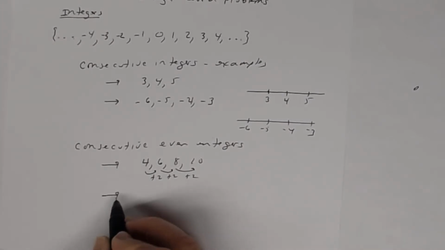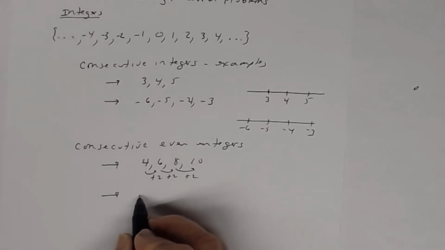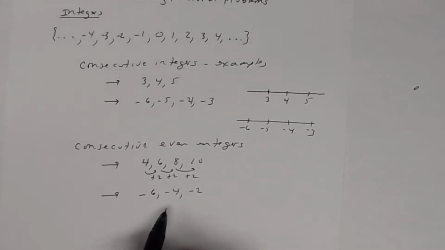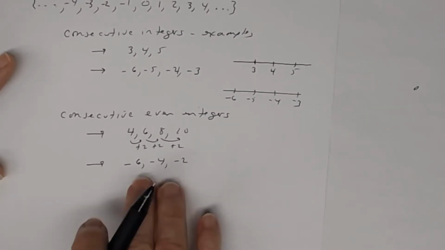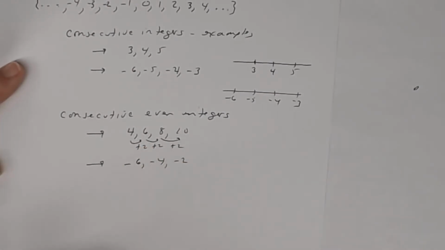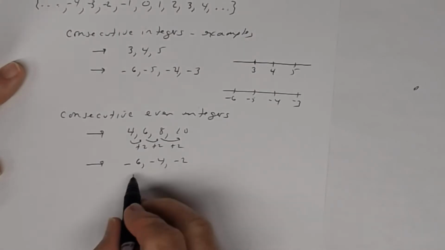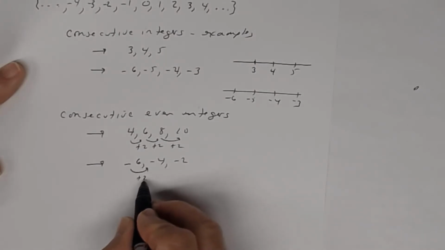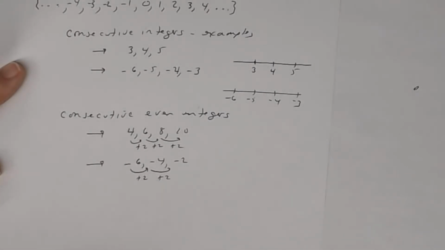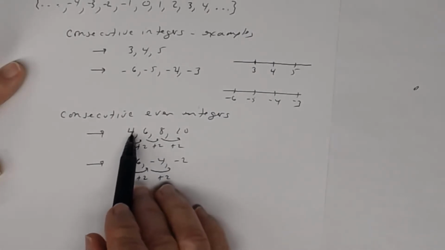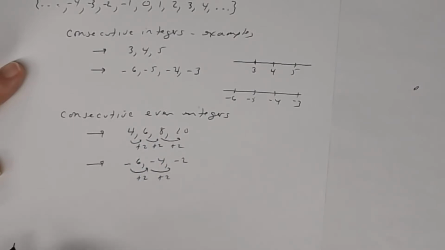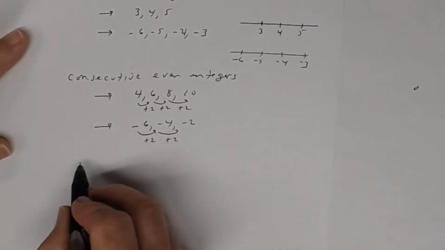All right. So another example would be -6, -4, -2. So those are 3 consecutive even integers. They're negative. So even integers are not always just positive. You can have negative even integers as well. All right. So -6 plus 2 is -4. -4 plus 2 is -2. So notice if you know your first one, to get to the next one, you just add 2. To get to the next one, you add 2, and so on.